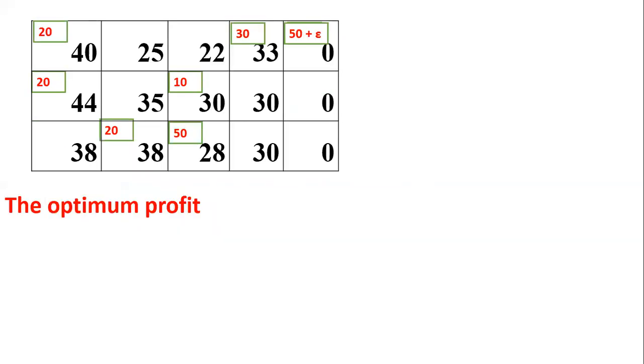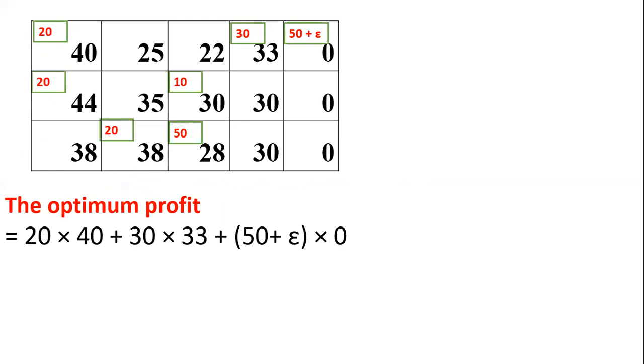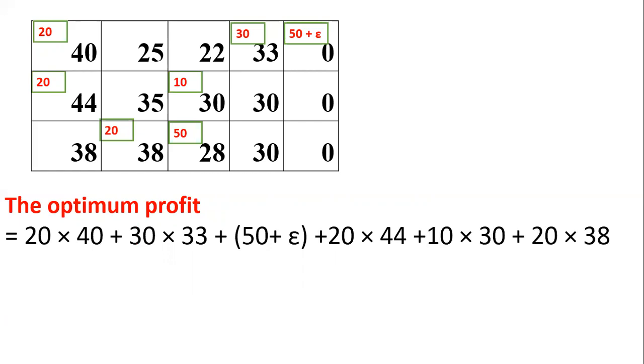Then you have to find the transportation cost, the optimum cost. 40 into 25, 44 into 20, 10 into 30, 30 into 33, 50 plus epsilon into 0, 20 into 44, 10 into 30, 20 into 38, 50 into 28. Therefore, the initial transportation cost is equal to rupees 5130. Rupees 5130. Thank you.